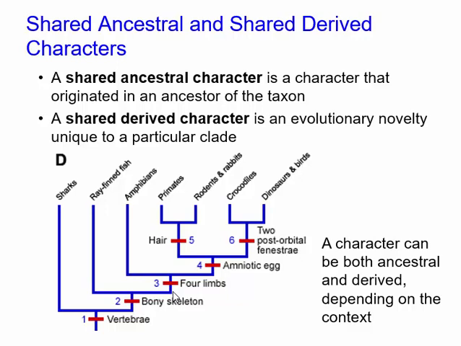Now, a lot of this does depend on perspective. So a character could be both shared and ancestral. If we were just interested in looking at mammals, for example, we cut out all the rest of this tree, we're only focusing on mammals. Hair here would be an ancestral character that we find in mammals. Or let's see, four limbs, for example. That's a derived character in amphibians plus all these guys. But if we were only interested in amphibians plus these primates, rabbits, crocodiles, dinosaurs, and birds, that would be considered an ancestral character. So it's all a bit of a matter of perspective.